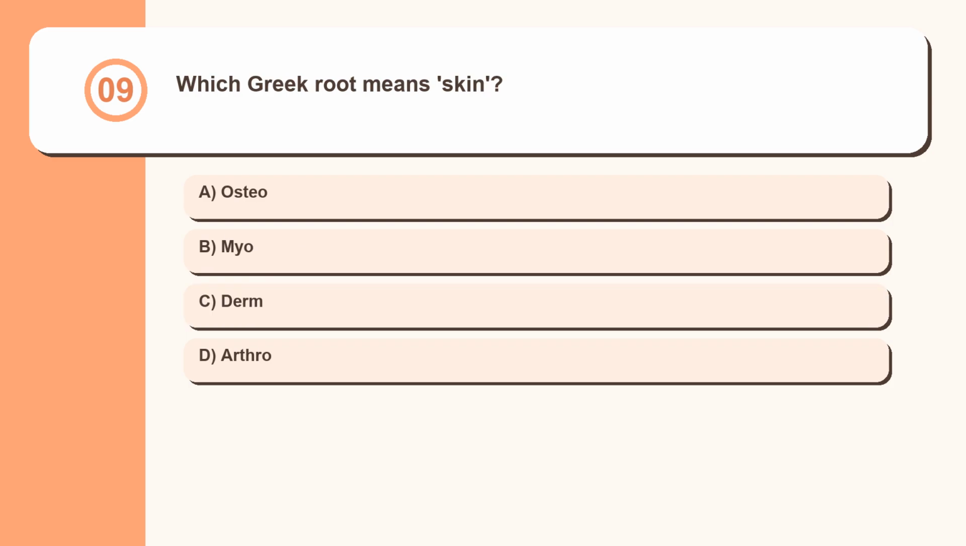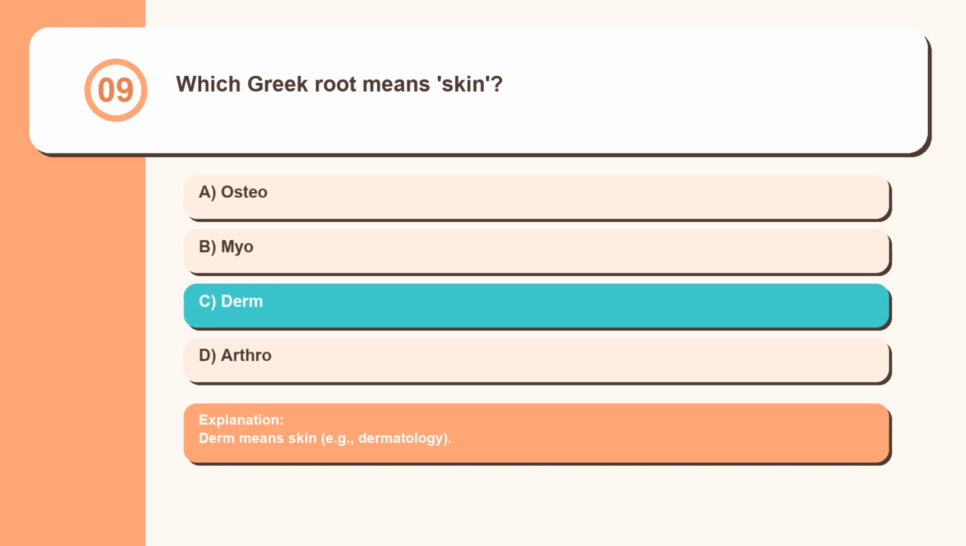Question 9. Which Greek root means skin? Osteo, myo, derm, arthro. Derm means skin, example dermatology.